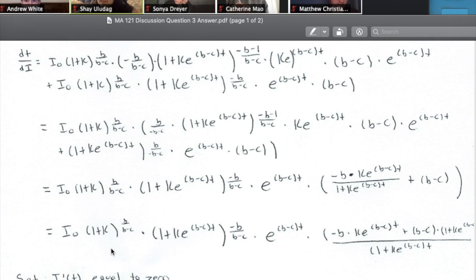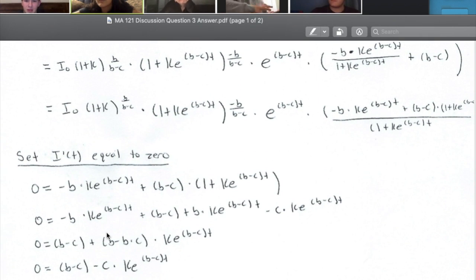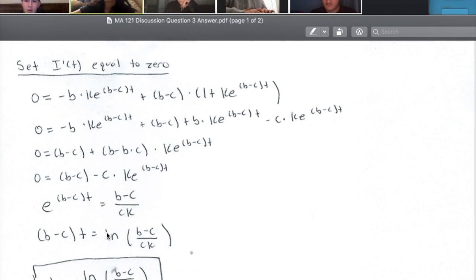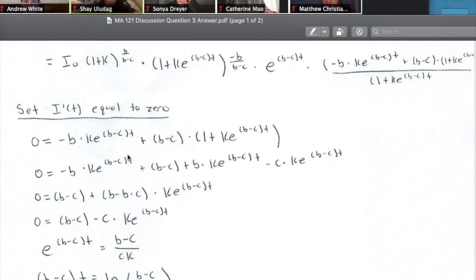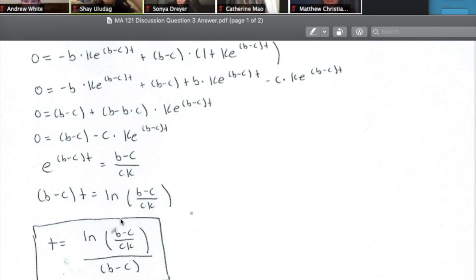Now once we have this, in order to locate our absolute max, which is our peak and what's going to give us the expression for the peak, we need to set this derivative equal to 0, because at any max or min, the slope at the point is 0. So we set it equal to 0, and then we do some simplification, and we get this expression for the time. It's going to be the natural log of (b minus c) over c times k over (b minus c).